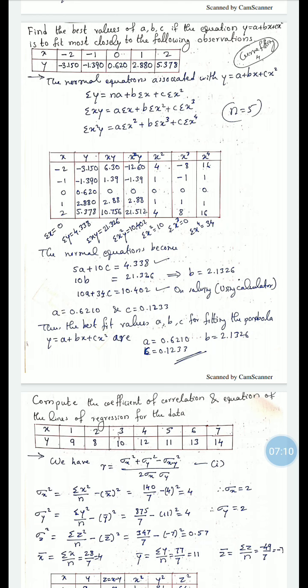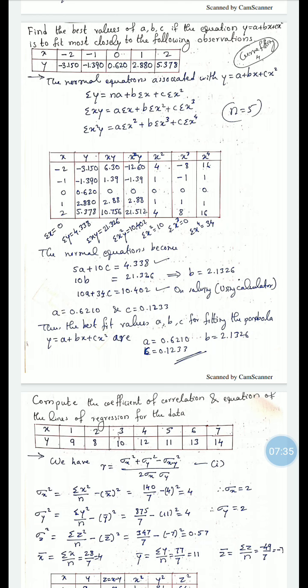So given the parabola y equal to a plus bx plus cx square, write the normal equations: summation of y equal to n into a plus b into summation of x plus c into summation of x square; summation of xy equal to a into summation of x plus b into summation of x square plus c into summation of x cube; summation of x square y equal to a into summation of x square plus b into summation of x cube plus c into summation of x raised to 4.